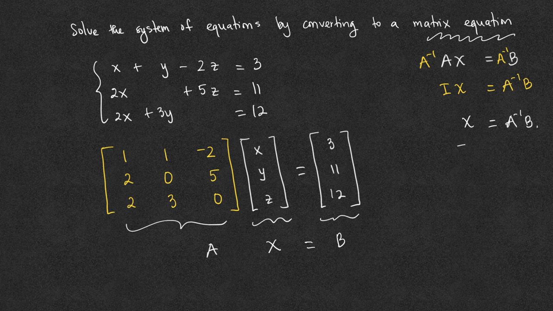This will give us the solution for X, so x, y, and z. A inverse B will give us a 3 by 1 matrix, and these will be the solution to the given system of equations. So how do we obtain these entries? We will take the inverse of the matrix A times the constant matrix B. But first, we would need to find the inverse of A.